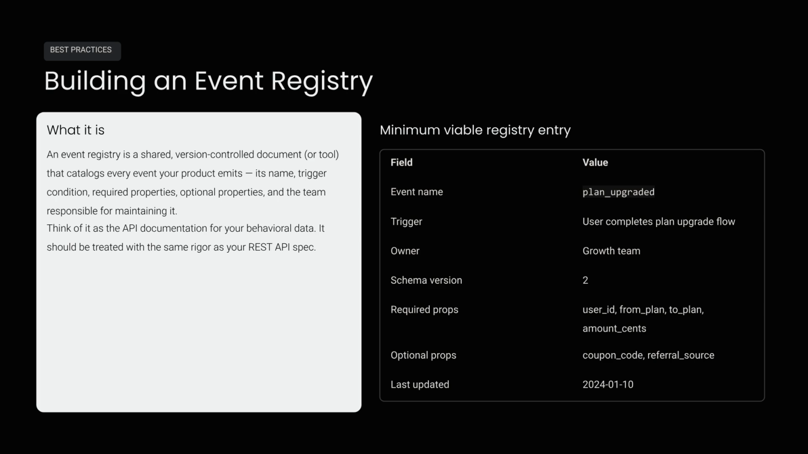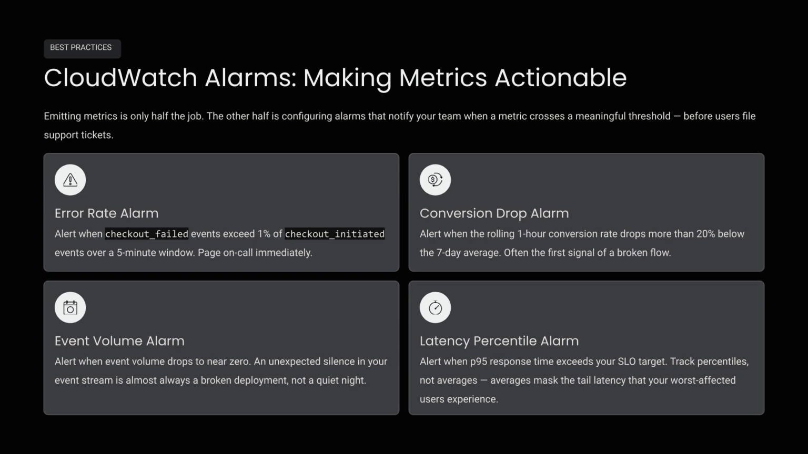An event registry is the API documentation for your behavioral data. It catalogs every event, its trigger condition, properties, and owner. Treating it with rigor prevents duplicate events and naming drift. CloudWatch alarms make metrics actionable by alerting your team when a metric crosses a meaningful threshold. This notifies you before users report the issue.